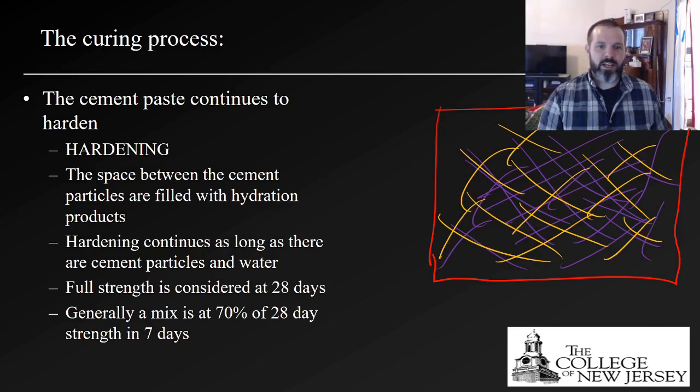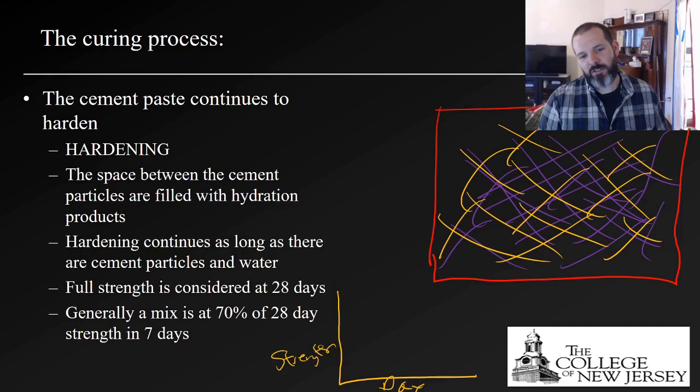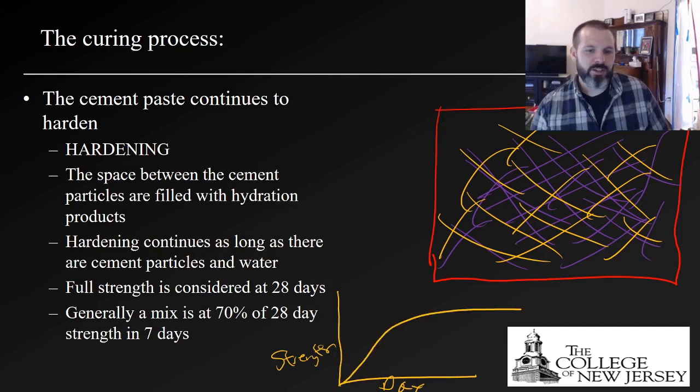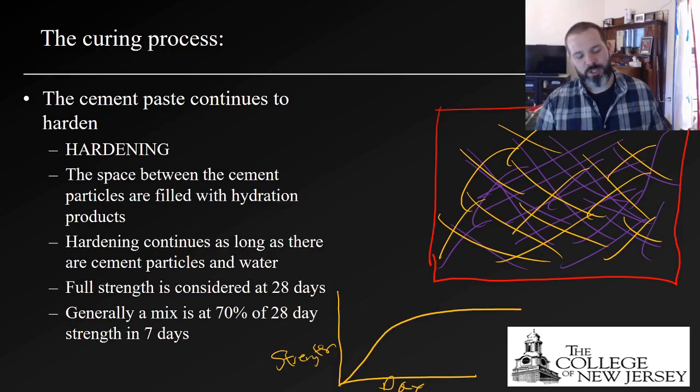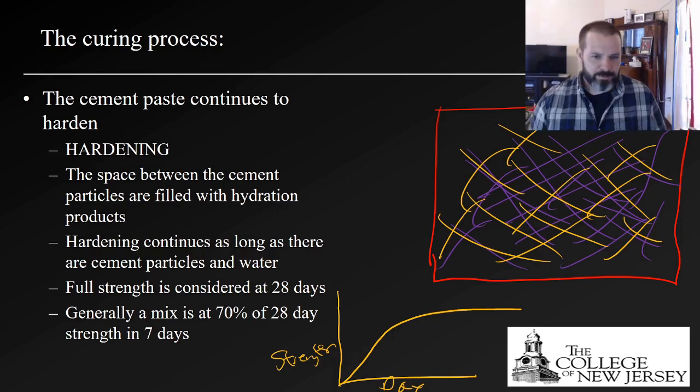So if we look at a curve of how strength occurs in concrete, if this is days and this is strength, we get a rapid increase and then it levels off over time, almost staying the same. So at 7 days, we're at 70%. At 28 days, we're considered 100%. And then it will continue curing or hardening until there are no Portland cement particles left.